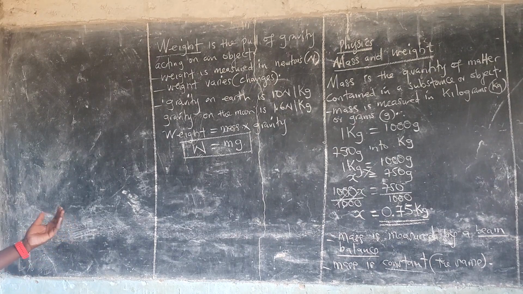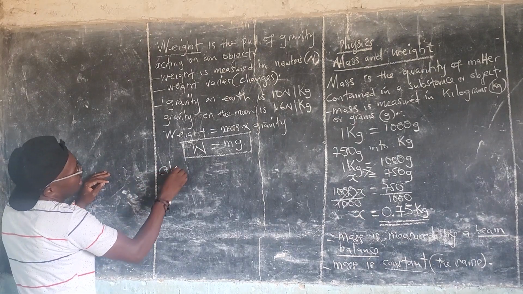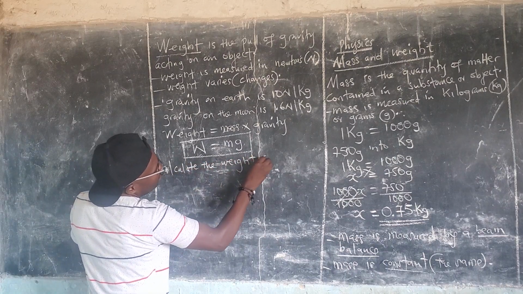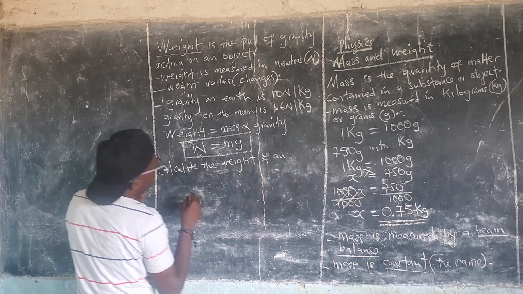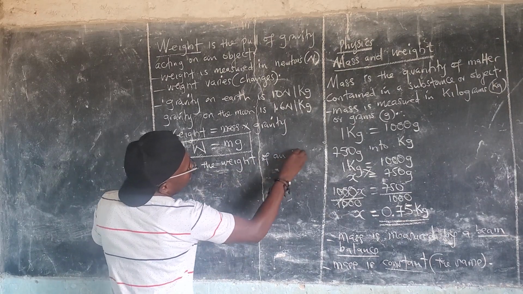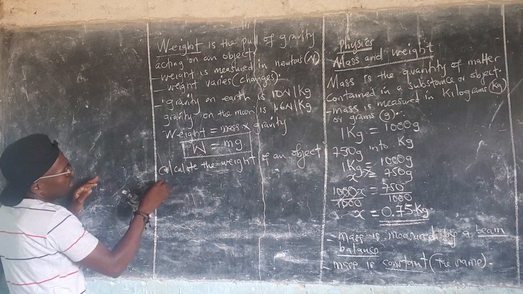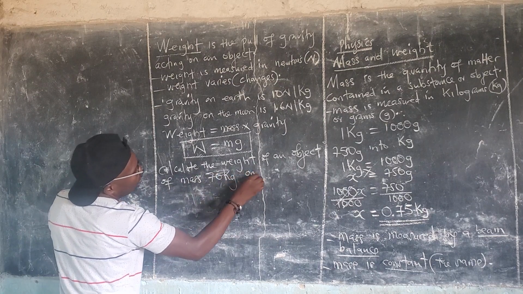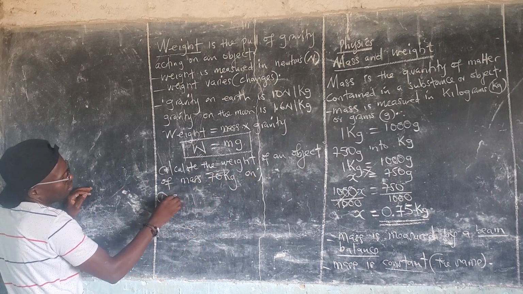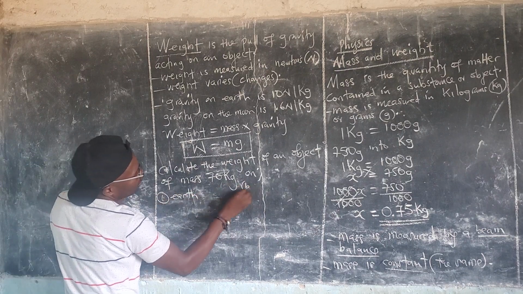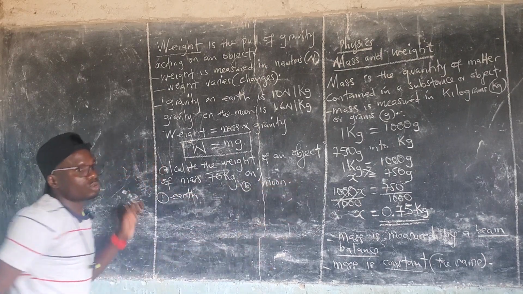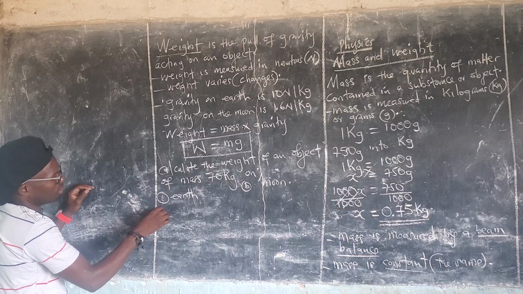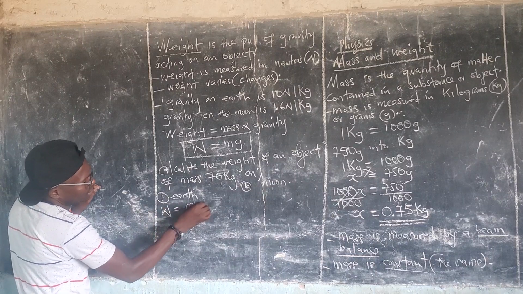Sometimes they can give you an example, to say, let's say, calculate the weight of an object of mass 70 kg, first on earth, and then second, B, on the moon. So what will be the weight of this object of mass 70 kg on earth? So weight, according to what we said, weight is equal to mass times what?